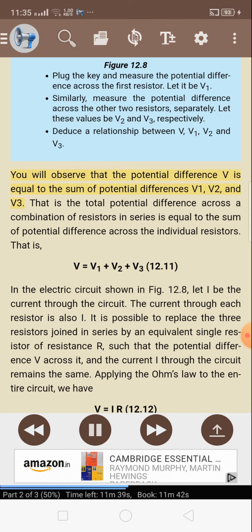You will observe that the potential difference V is equal to the sum of the potential differences V1, V2, and V3. That is, the total potential difference across a combination of resistors in series is equal to the sum of the potential differences across the individual resistors. That is, V equals V1 plus V2 plus V3, equation 12.11. In the electric circuit shown in figure 12.8, let I be the current through the circuit. The current through each resistor is also I.